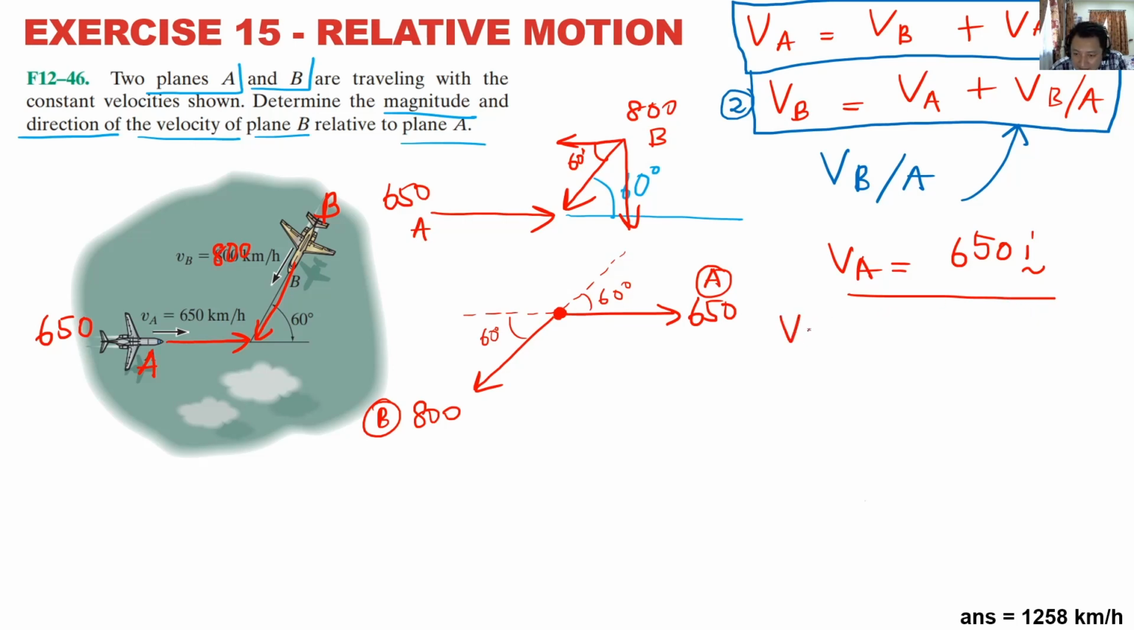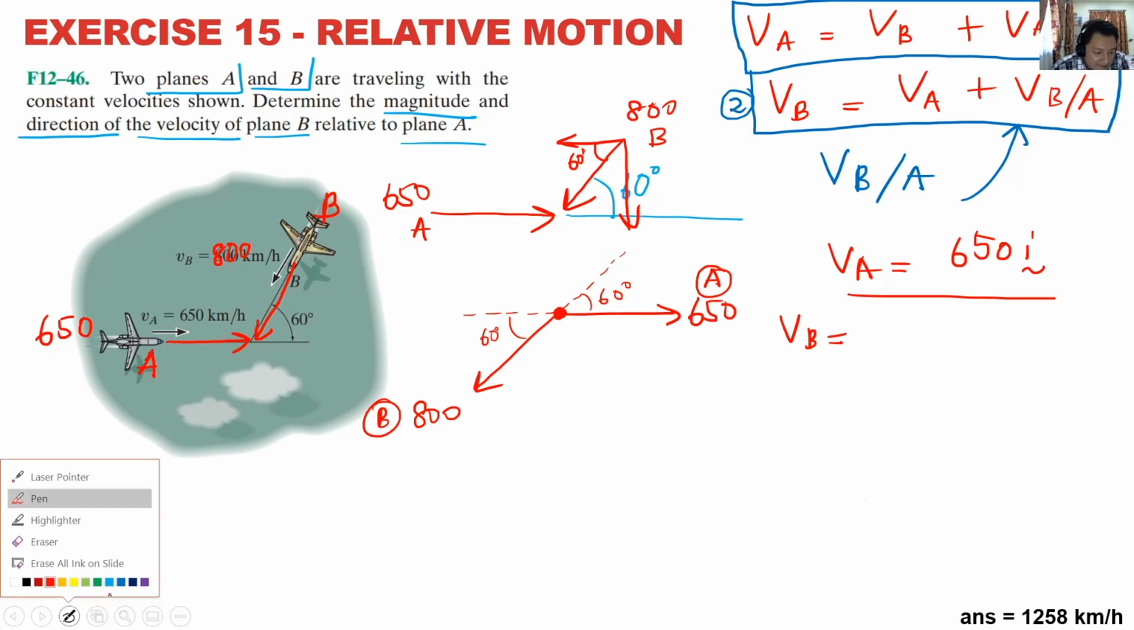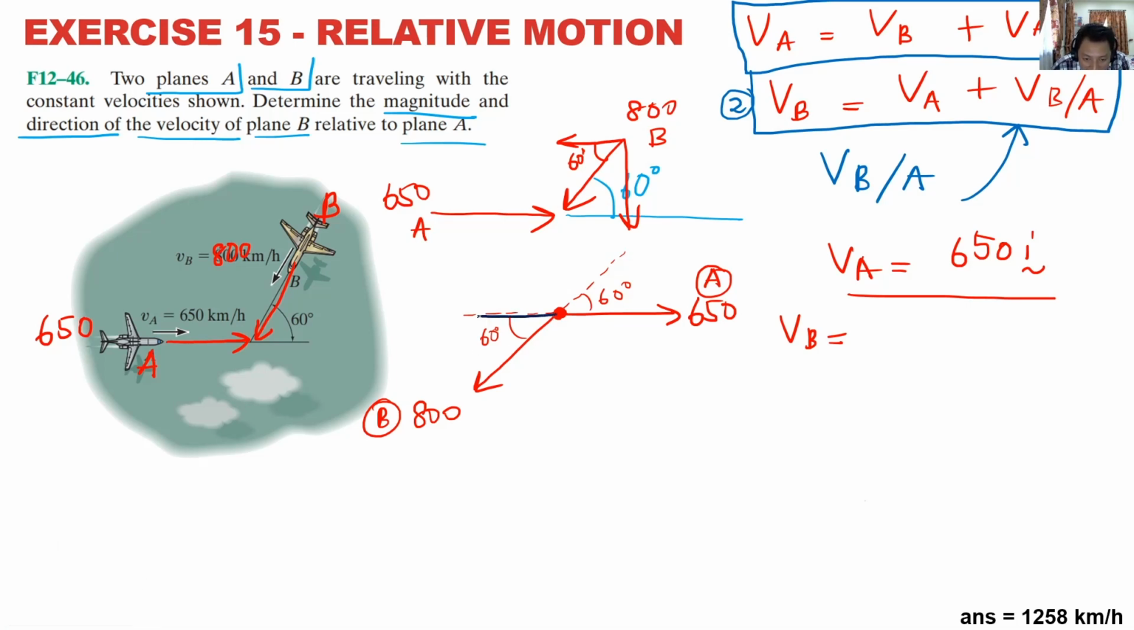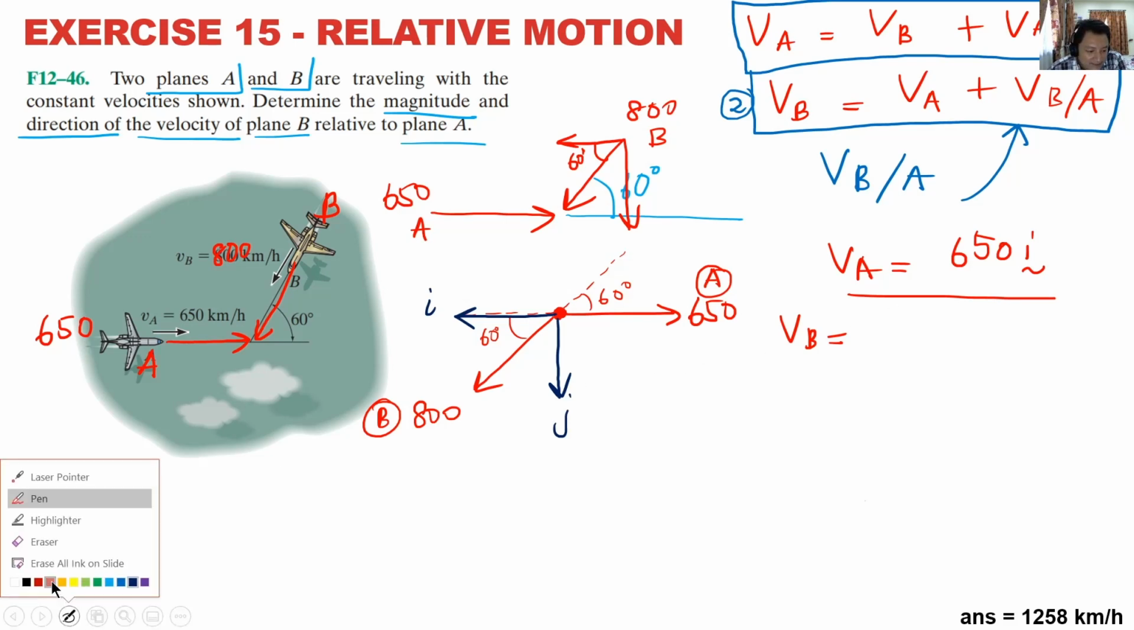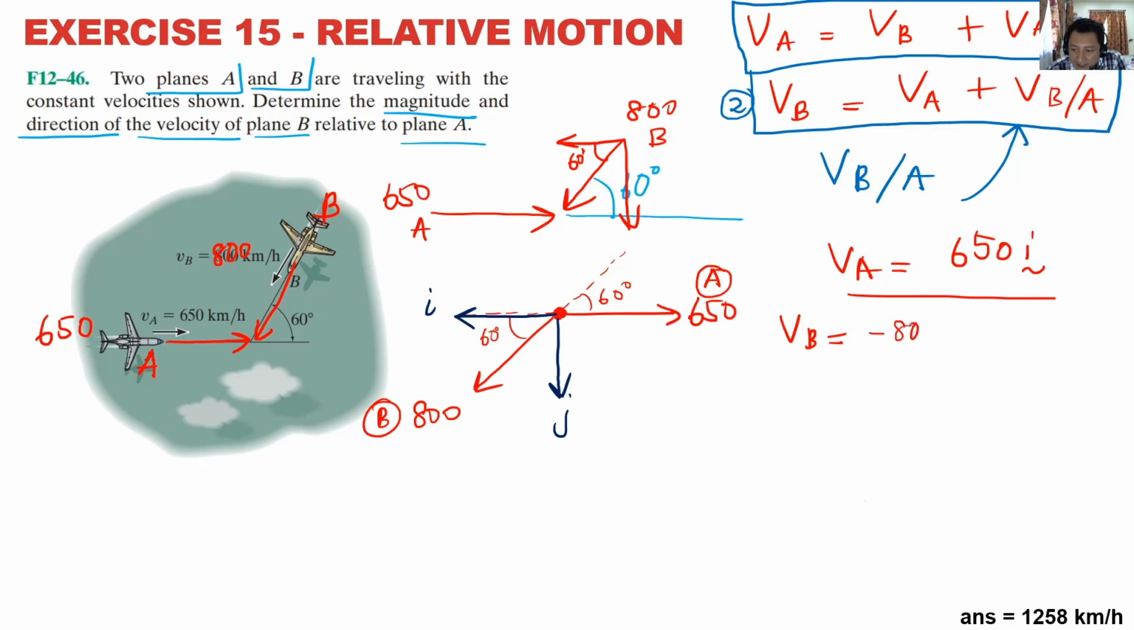VB, how much? VB equals, to the left and to the bottom. It has an i and a j component. The vector will be like that. So VB will be how? Negative 800 cos 60i minus 800 sin 60j. This is the thing.